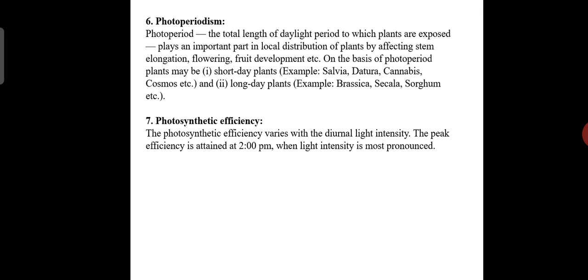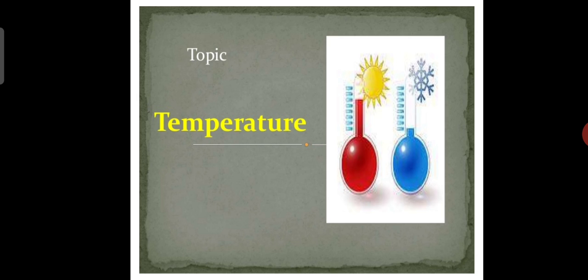So next, photosynthetic efficiency. The photosynthetic efficiency varies with the diurnal light intensity. The peak efficiency is attained at 2 am when light intensity is most pronounced. Right. So next we move to temperature.